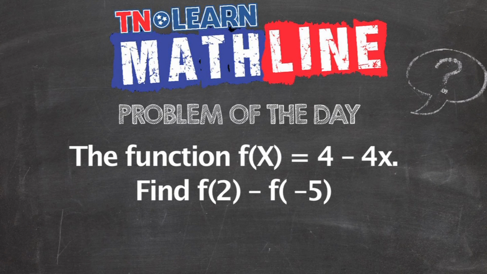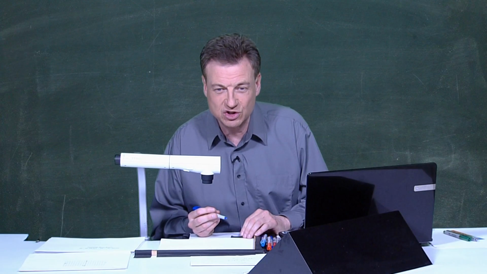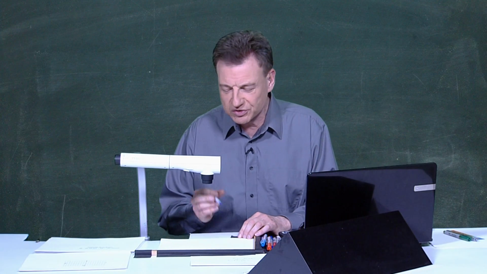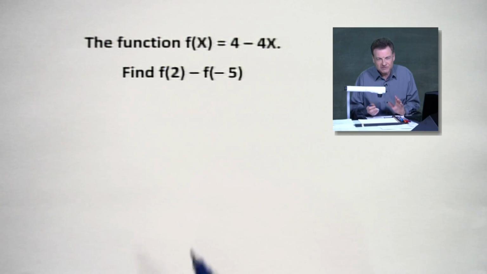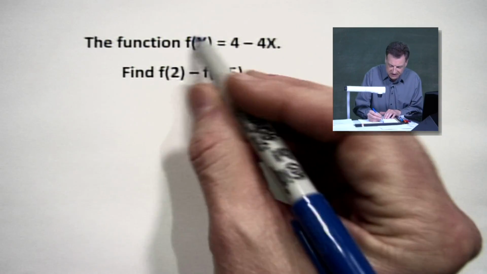The function f of x equals 4 minus 4x. Find f of 2 minus f of negative 5. And then we'll come up with a nice round number, an integer value of some sort there, all right? So when we look at this problem, first of all, there's just a few things we've got to understand. What is this f of x about?